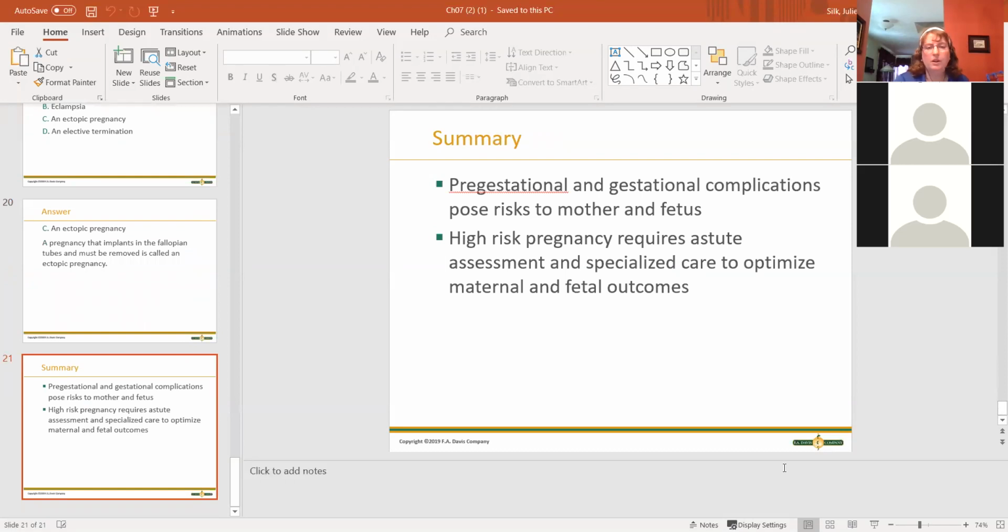All right, so in summary, pre-gestational and gestational complications pose a lot of risks to the mother and the fetus. So high-risk pregnancies require astute assessment and specialized care to optimize maternal and fetal outcomes. So again, some of the things that you really tend to see a lot on some of these tests would be things about some of those placental problems, so make sure you really know those. They're always going to ask things about preeclampsia, so that's really huge. Gestational diabetes is another big one. And then the preterm labor stuff is really important. So make sure you're really focusing in good on those things.